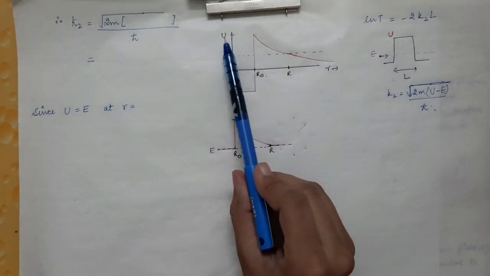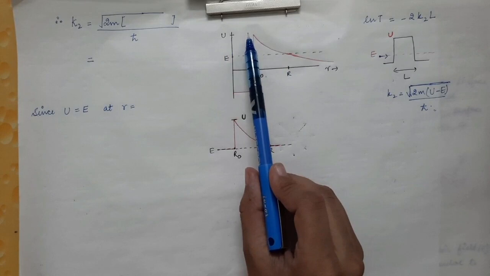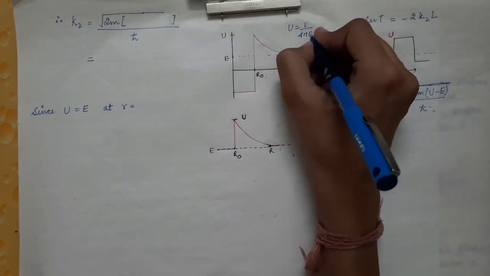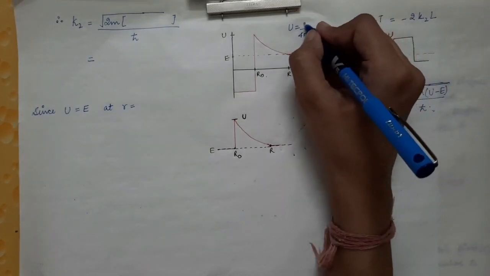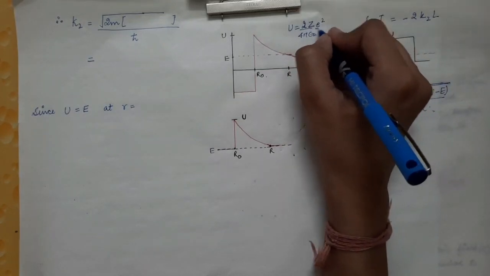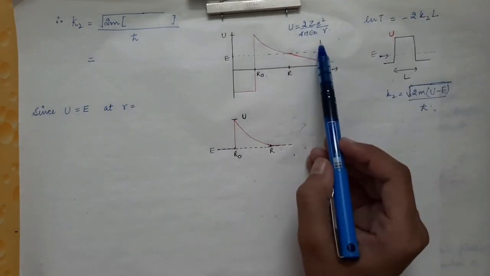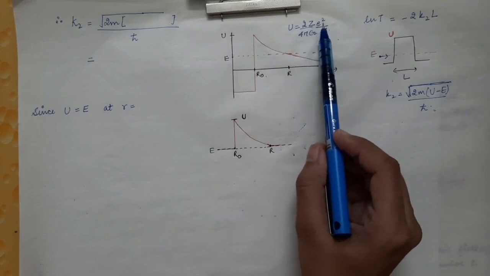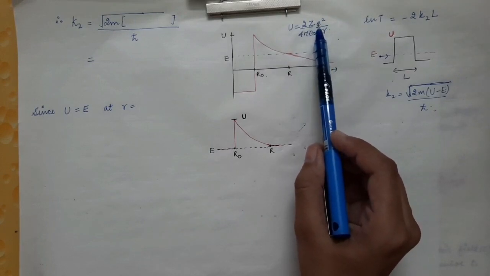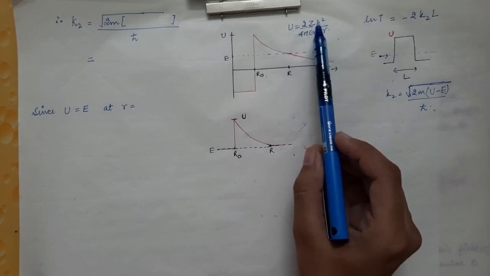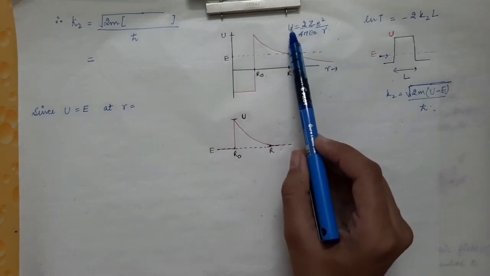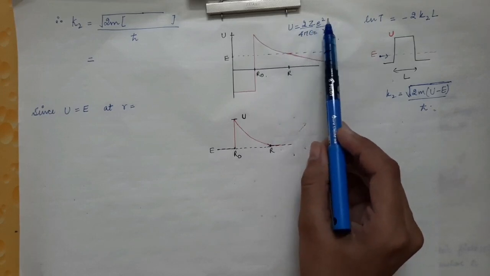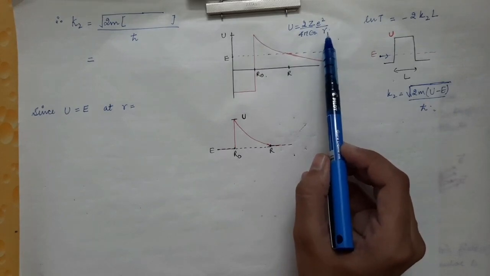U is the potential energy of the alpha particle, and U is defined by 1 by 4 pi epsilon naught into 2Z e squared by R. This formula we had already done in the previous lecture. 2e is the charge on the alpha particle and Ze is the charge on the daughter nucleus. So U, the potential energy of the alpha particle, will be given by 1 by 4 pi epsilon naught Q1 into Q2 divided by the distance between the two charges.